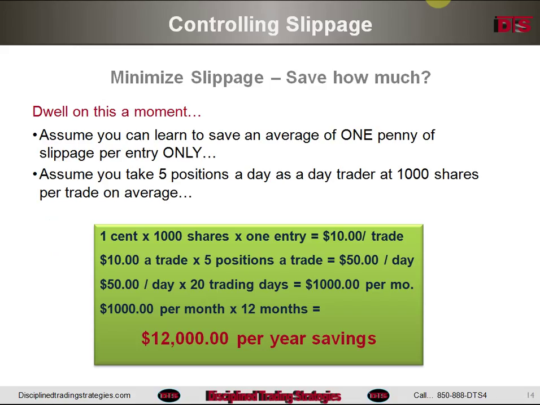How important is this topic? Take a look at this final slide. Assume that you learn to save only 1 penny of slippage per trade, not entry and exit, just per trade. Assume you take 5 positions a day as a day trader at 1,000 shares per trade on average. 1 cent per 1,000 shares per 1 entry is $10 a trade. $10 a trade times 5 positions is $50 a day, and $50 a day times 20 trading days is $1,000 a month, or $12,000 a year in savings by understanding slippage. And imagine how that adds up if your slippage is more than only 1 penny per entry.